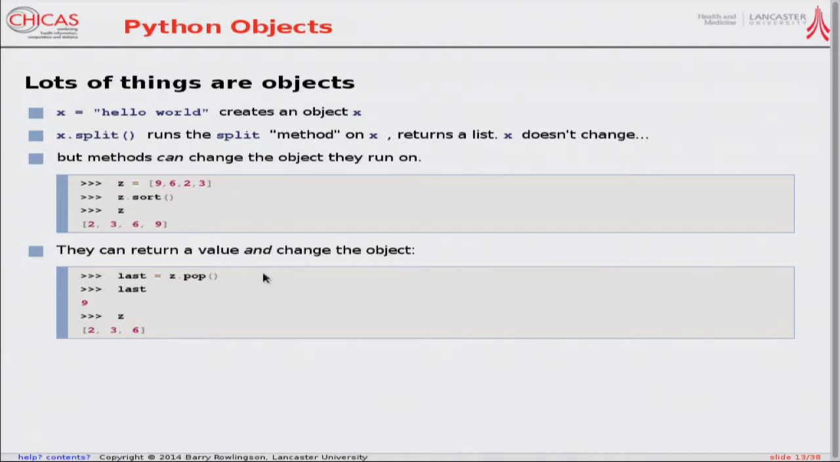And Python methods can actually do both. They can modify and return a value. So if I do lastly z.pop, it takes the last element of z by popping it off the end of z. So z is now slightly shorter. And it's a fairly common pattern to just keep popping until you end up with nothing in z and you've processed all of z.